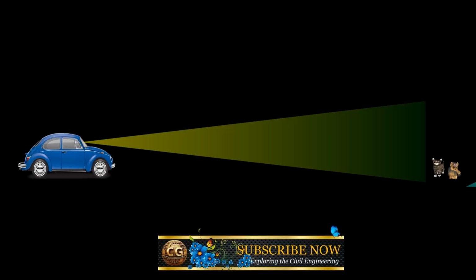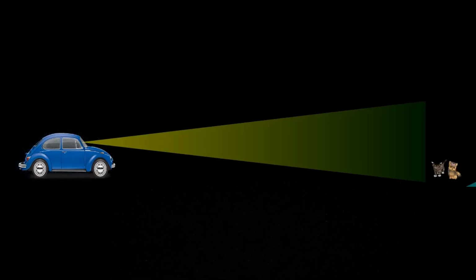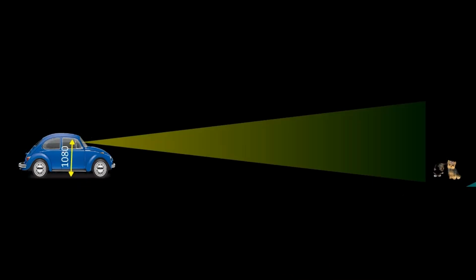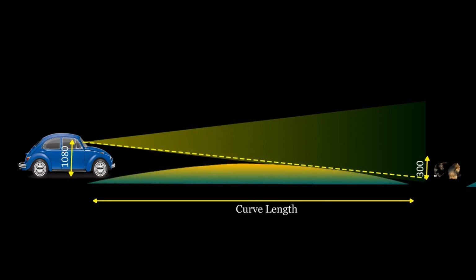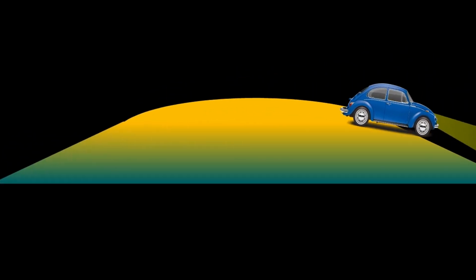Design considerations for sight distance. The driver's eye level is typically 1080 millimeters, 3.5 feet above the road. The minimum object height visible to the driver is 300 millimeters, 1 foot. If an object is not visible within the required sight distance, the vertical curve length must be increased by reducing the rate of change of grade. By ensuring an adequate stopping sight distance, we enhance road safety and driving efficiency.